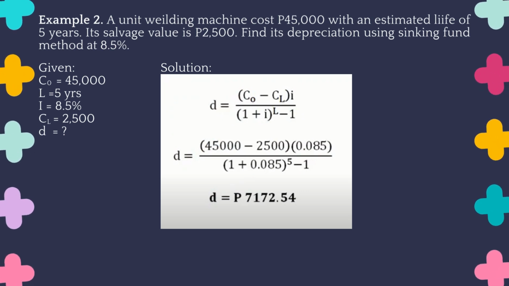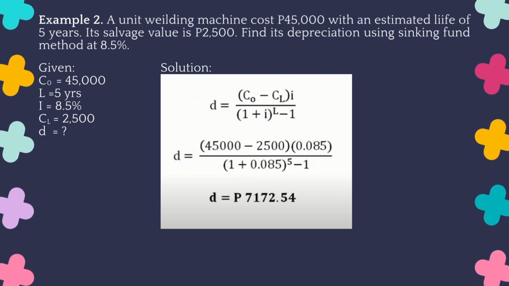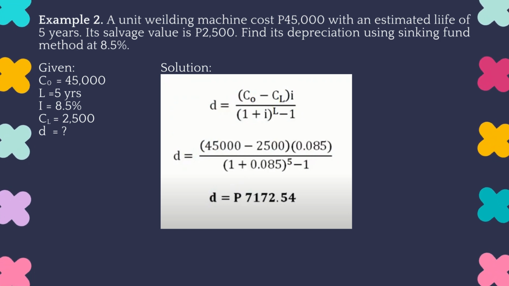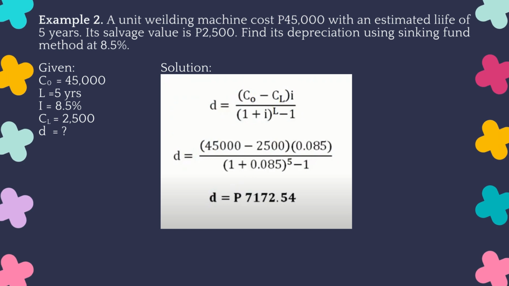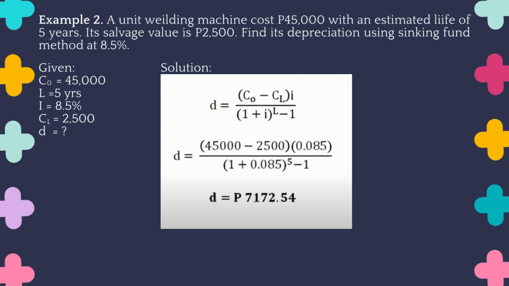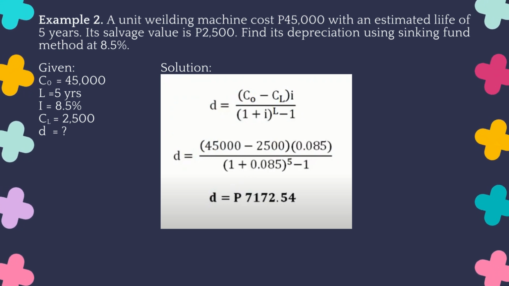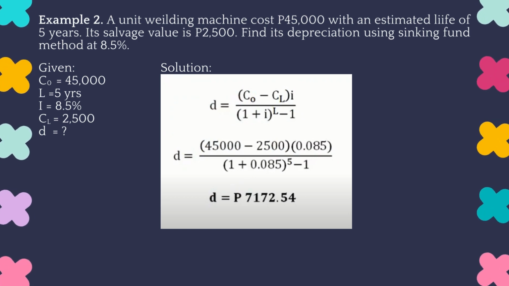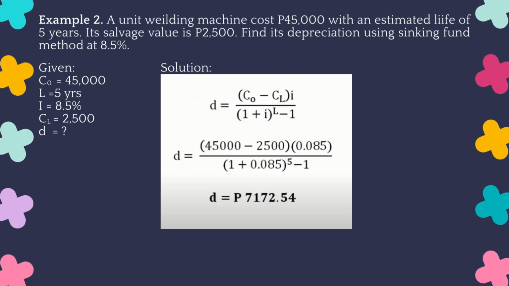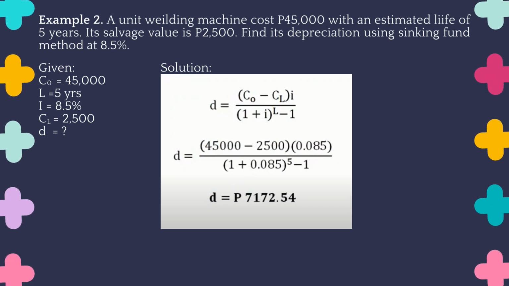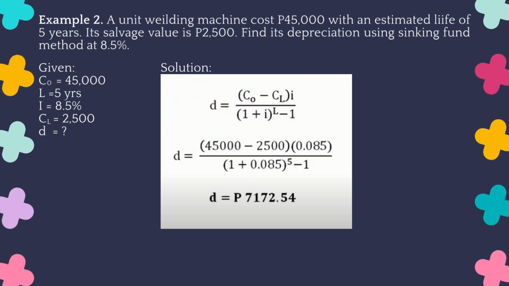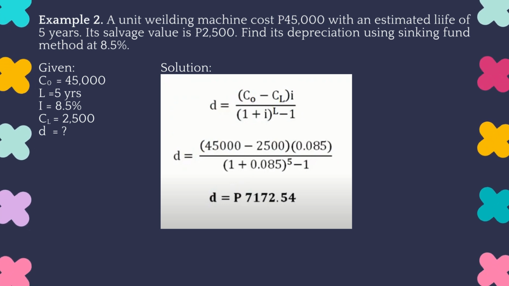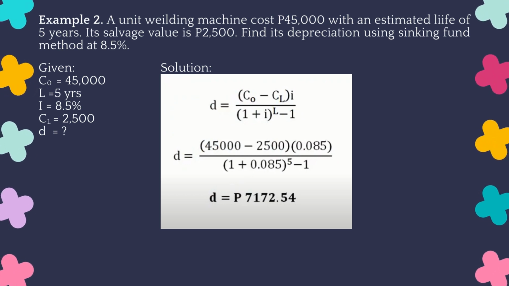But first, let us know what are the givens. CO, or the original cost of the property, is 45,000 pesos. L, the useful life of the property in years, is 5 years. I, the interest rate, is 8.5%. CL, which is the salvage value of the property, is 2,500 pesos. And we will find the depreciation. So here is the solution.